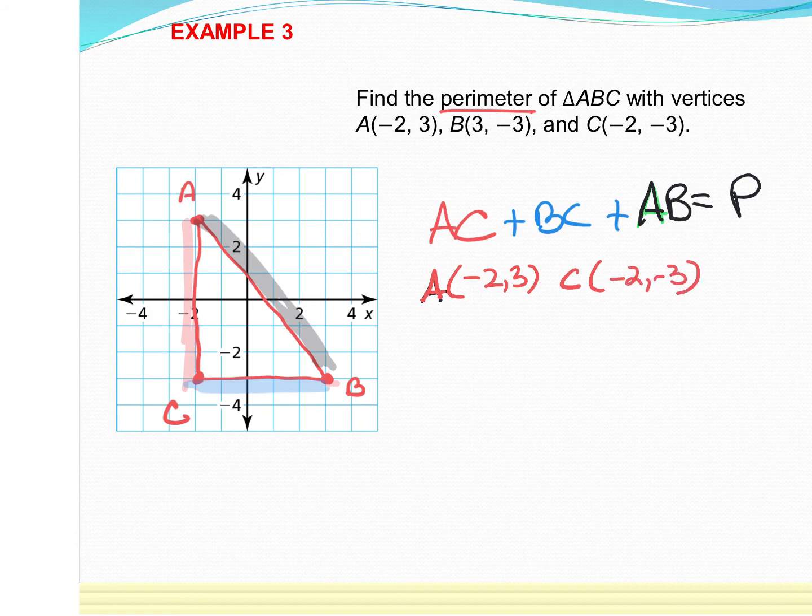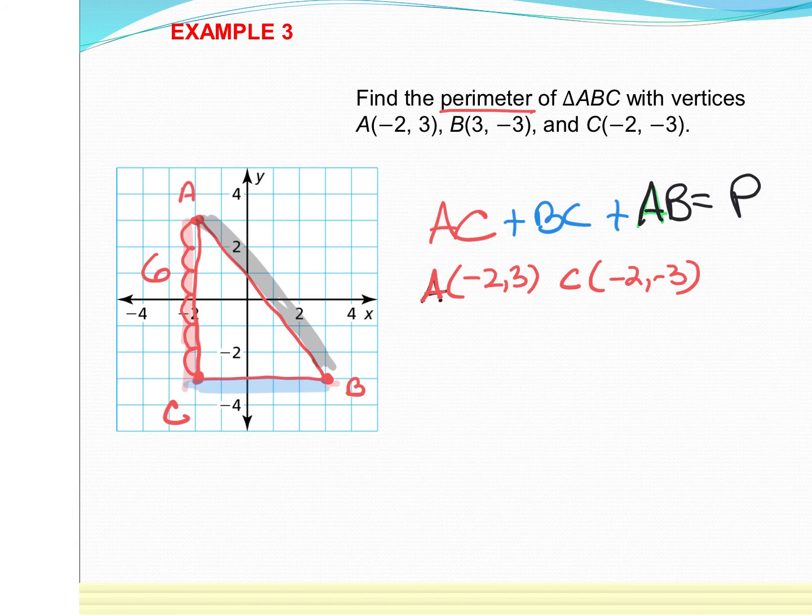So it's this red line over here. I'm going to count the squares and do it that way. That's the fastest way, and you can only do it if it's a vertical line like this one. 1, 2, 3, 4, 5, 6. This segment has a length of 6.